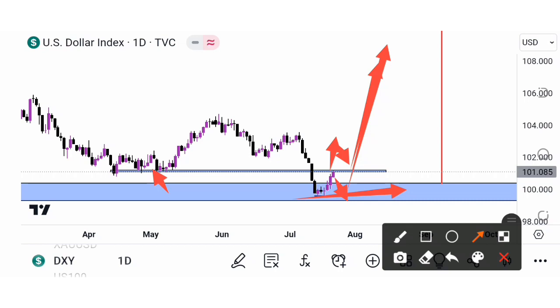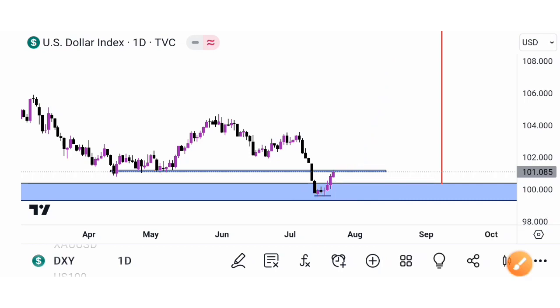Other than that, there's nothing more, there's nothing less on the dollar index. That's what I'm seeing. We are bullish on this particular instrument according to my analysis.